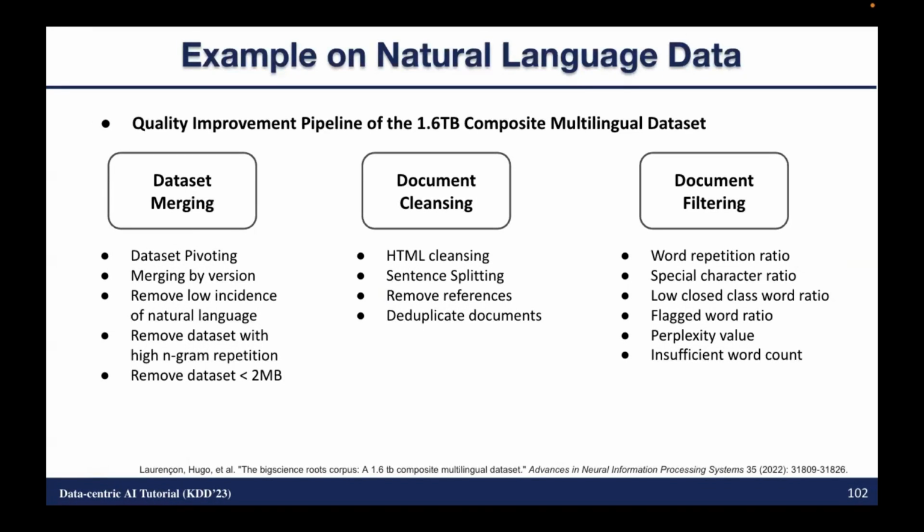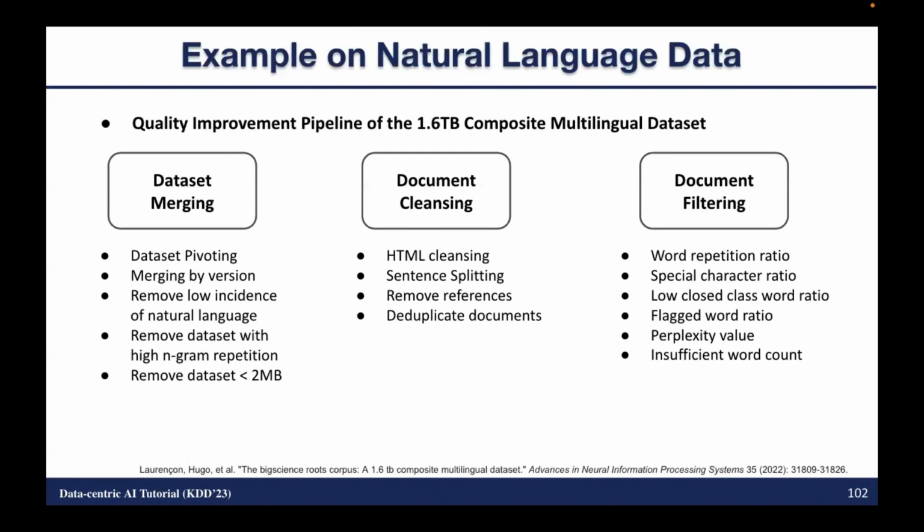And whenever they clean the document, the next thing they do is try to control the quality of the document, because essentially we don't want our documents to have too many low quality things that will affect our large language model training. For example, they compute the word repetition ratio and also some special character ratio. Sentences with ratios higher than the thresholds will be removed from the documents.